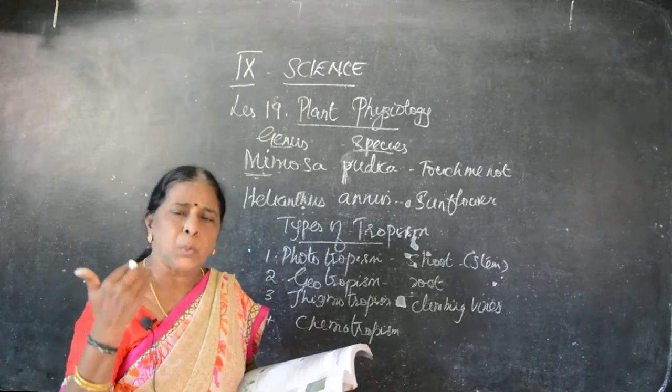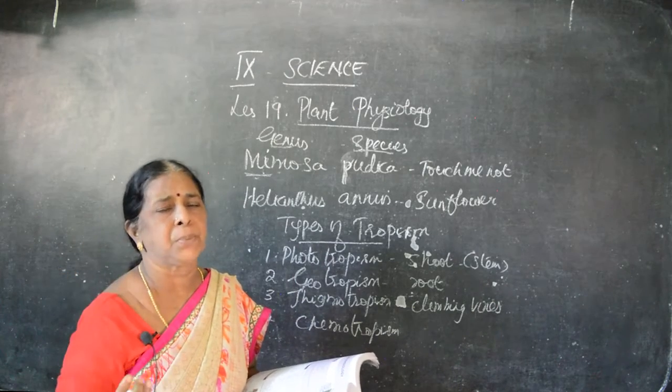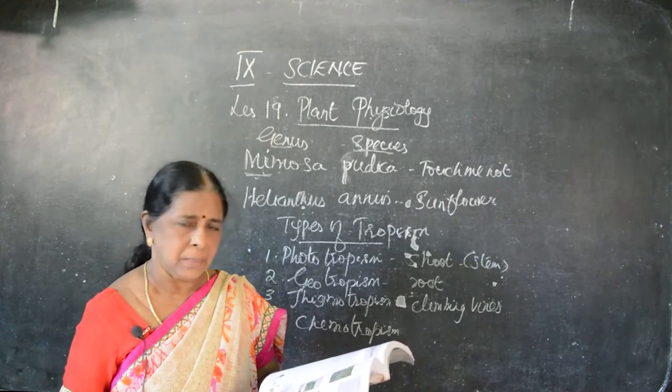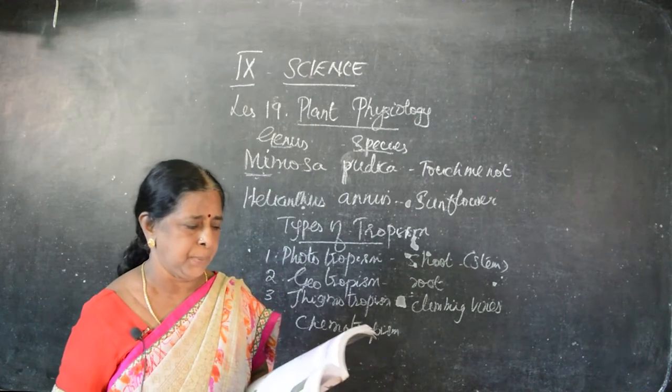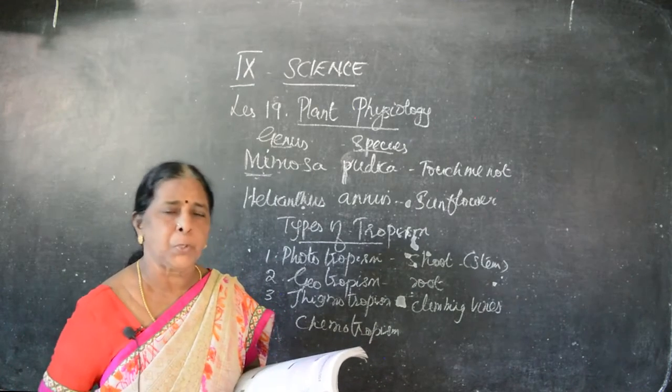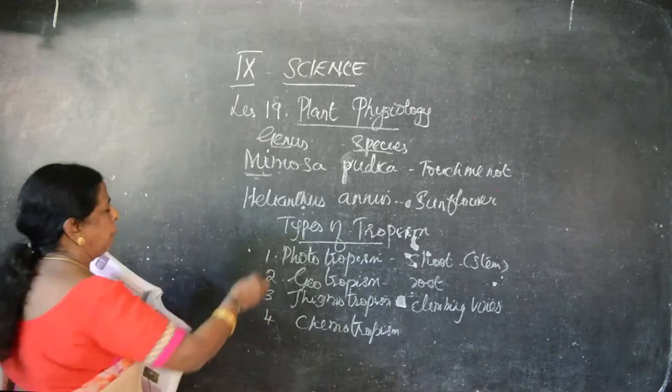So if it grows towards the sunlight, that is positive. If it grows towards the root, it is negative. Negative phototropism. Next, we have seen the types of tropism.